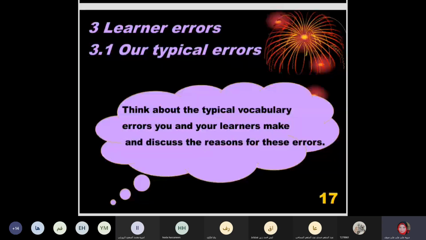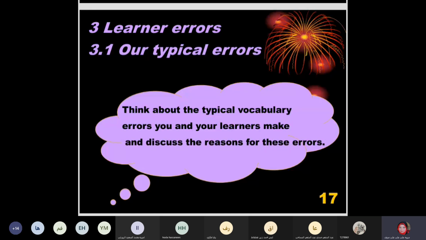The question is on the slide here. I've just shared it before your eyes. What are the typical vocabulary errors that you or your learners make? And I need you to tell me, why do you make these mistakes? Or what are the reasons behind making these errors or mistakes? Why do you make mistakes while you are using vocab?